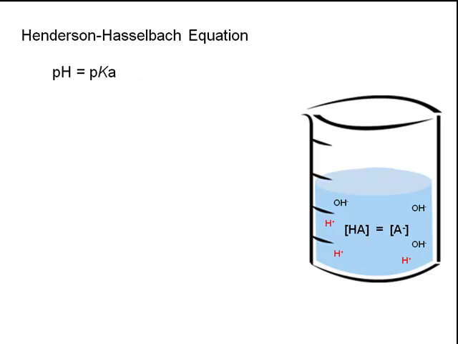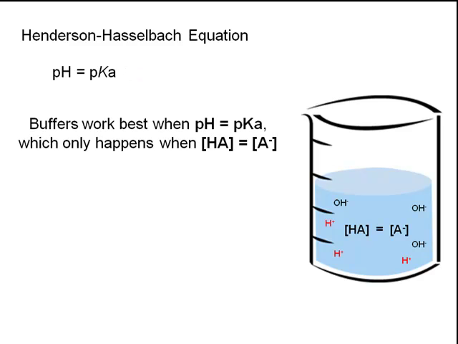And so what this means is that buffers work best when their pH is equal to their pKa, which only happens when your acid concentration is equal to your conjugate base concentration. The reason for that is because under those circumstances you're able to absorb or donate protons depending on the circumstance and prevent a change in pH in either direction.